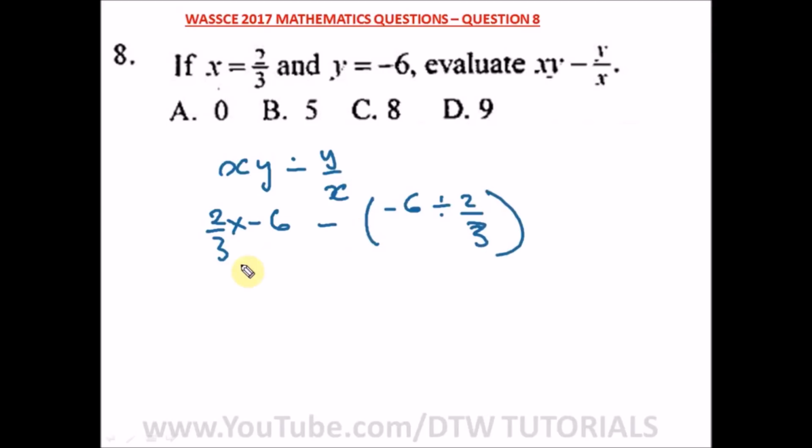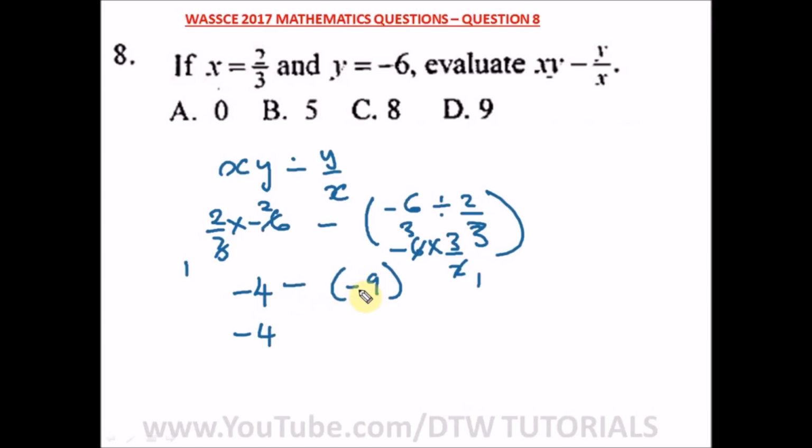Let's break this down further. 3 here will go 1, and 3 will go here 2. So we have 2 times minus 2, which gives minus 4. Minus, let's solve what's in the bracket: minus 6 times, we invert, so we have 3/2. This goes 1, and this goes 3 times. Minus 3 times 3 gives minus 9. So bracket minus 9, and here we have minus 4.